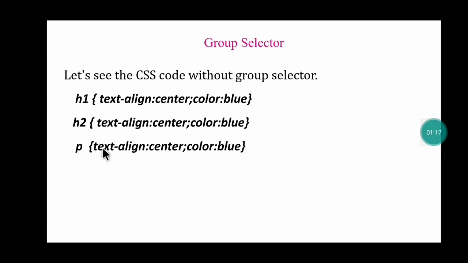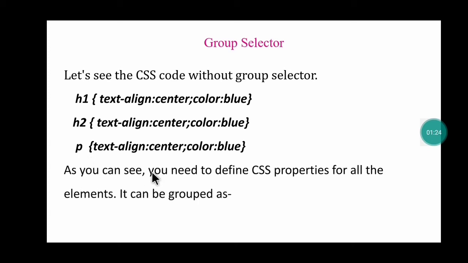So instead of using separately H1, H2 and paragraph, we can make them together and we can use it like this code. You can see, you need to define the CSS property, and all the elements can be grouped as H1, H2, P. It means together, and you can create one style. Here I have created text align equals center, color blue. Here three different ways we use. So this is called separate selector. This is not a grouping selector, but here we make them group. So here we use group selectors.